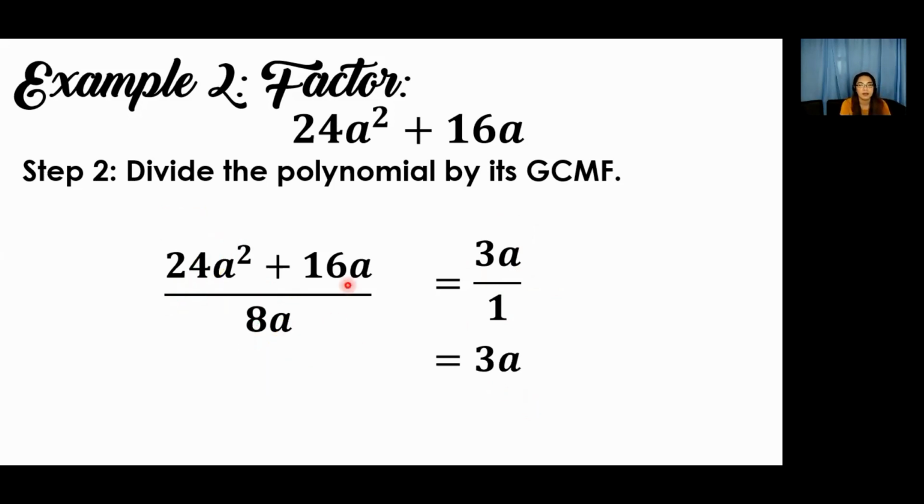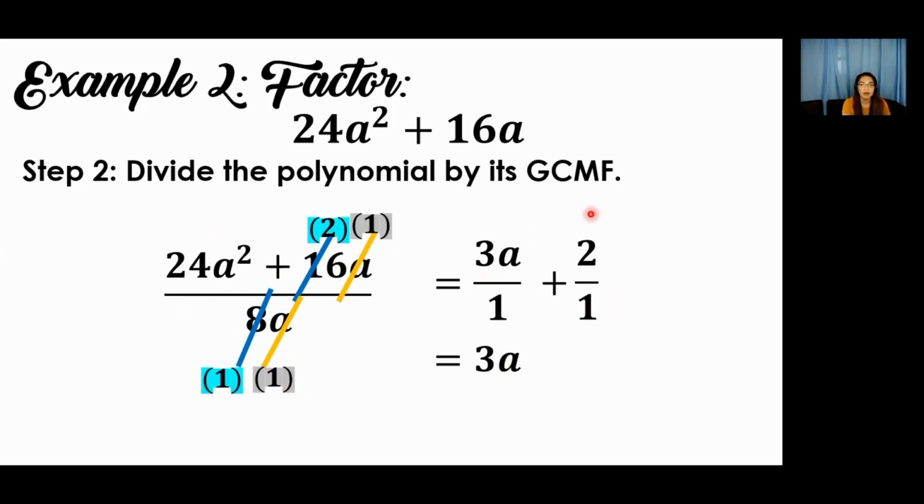Next, the other term, 16A. 16A divided by 8A. So, sa coefficients, when we divide 16 by 8, the answer is 2. And then 8 divided by 8 is 1. And then A divided by A is also 1. So, ayan. 2 times 1, that is positive 2. And then 1 times 1 is equals to 1. Then we have to simplify this 2 divided by 1. The answer is positive 2.